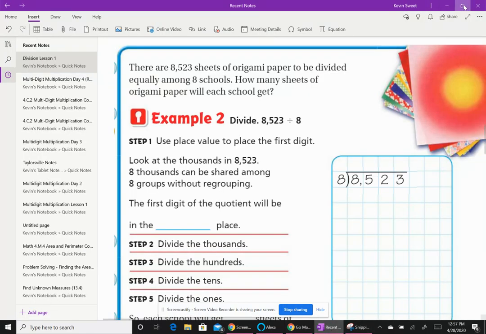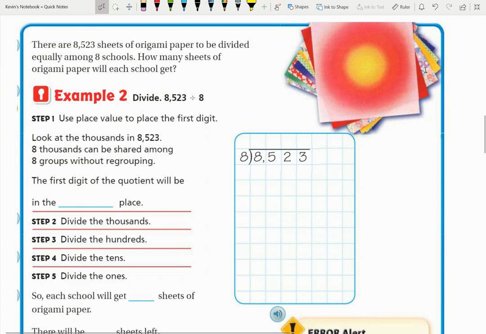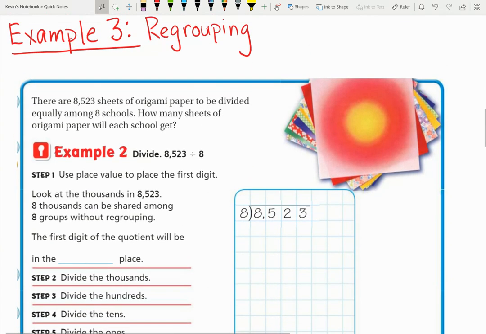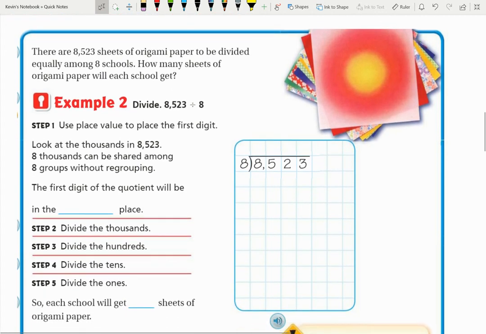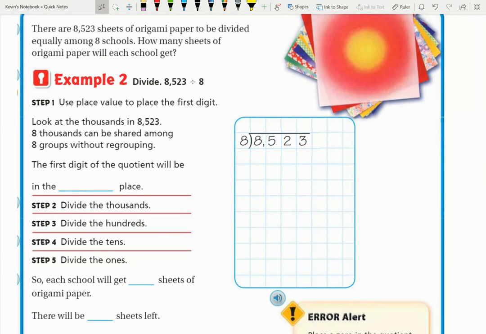Okay, welcome back, 4th grade. Now this problem, and this is example number 3, we will be using regrouping, so it will be different from partial products. So let's get into it. So there are 8,523 sheets of origami paper to be divided equally among 8 schools. How many sheets of origami paper will each school get?